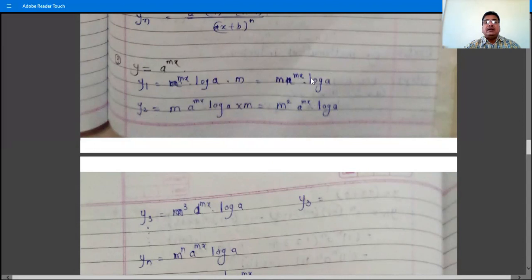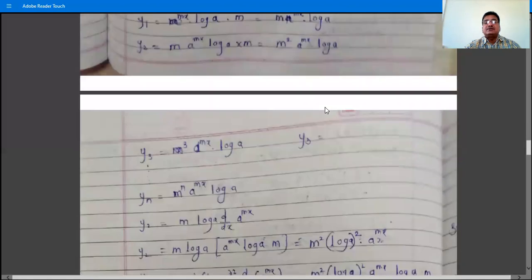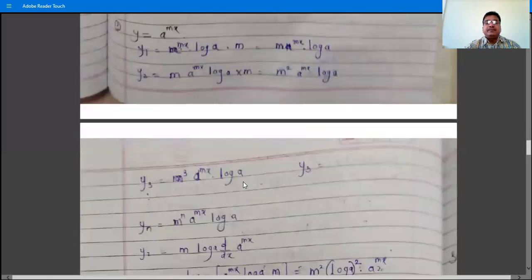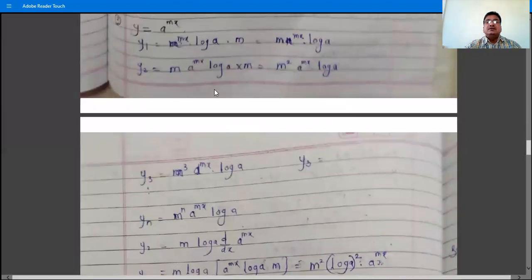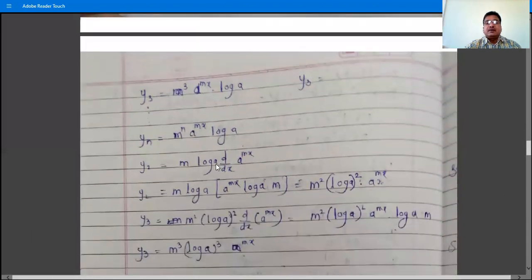Then y2 is what? Again the derivative: m and log a are constant, and the derivative of a raised to mx is a raised to mx into log a into m. So m and m becomes m square. A raised to mx, log a already there, and log a into log a is log a bracket square. So here is log a bracket square. Then y3 is what? m cube a raised to mx log a bracket cube. And in this way, here is the correction.